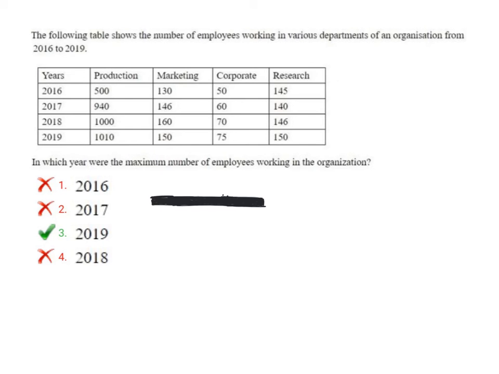The next. The following table shows the number of employees working in various departments of an organization from 2016 to 2019. In which year were the maximum number of employees working in the organization? So all you have to do is the sum. So this is 9, this is 500, 900, 1000 and 11. It is 1010. Now we need to compare 2018 and 2019 because the rest are clear. So here it is 10 more. Now this is 10 less. So these two match. This is 5 more and this is 4 more. Therefore 2019 will be greater, because we are just comparing 2018 and 2019. Don't need to compare it with 2017. You can clearly see 2019 is greater than all of them.